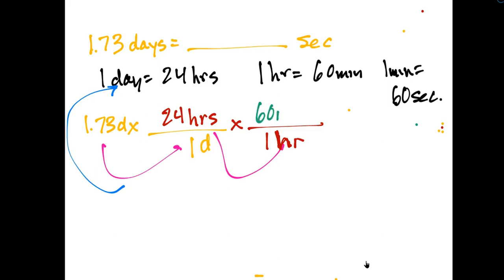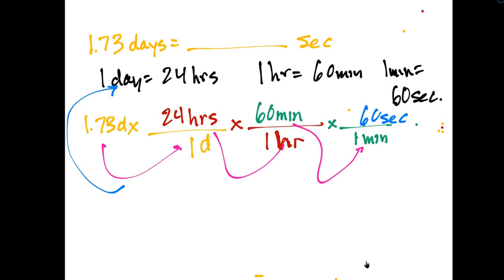60 minutes. Right? And then what happens? Same thing. You got to get rid of minutes. So you put 1 minute on the bottom. Right? You're multiplying. And that's equal to 60 seconds. Okay? So I don't normally do all this, but why not?